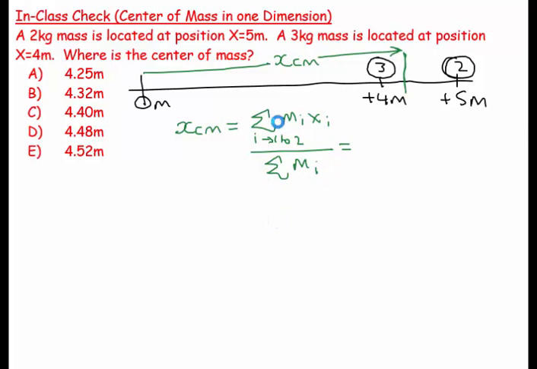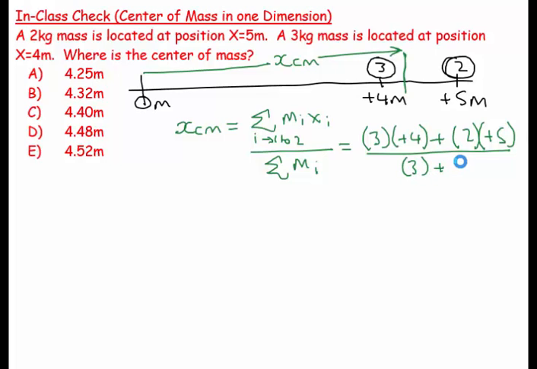So this is going to equal my first mass. Let's say it's this first one. It's the 3 times plus 4. That's m_i x_i for that one. Plus the 2 times the plus 5. That's the m_i x_i for that one. Over the sum of the masses, which is 3 plus 2.